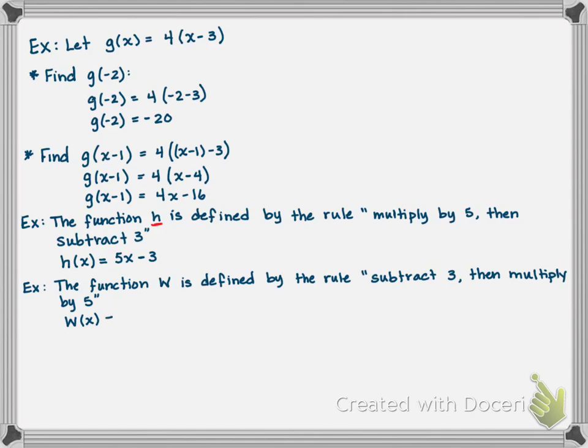So we have w of x equals, so we took our input and subtracted 3, and then anytime you do addition or subtraction before multiplication or division, you have to put it in parentheses so that you're telling yourself or whoever's looking at this that that subtraction is happening first before the multiplication, because without the parentheses it would be exactly the same as the first one, right? And order of operations would say multiply first and then subtract, and so those parentheses are really important to actually reflect the order that we're given in the statement of the problem.